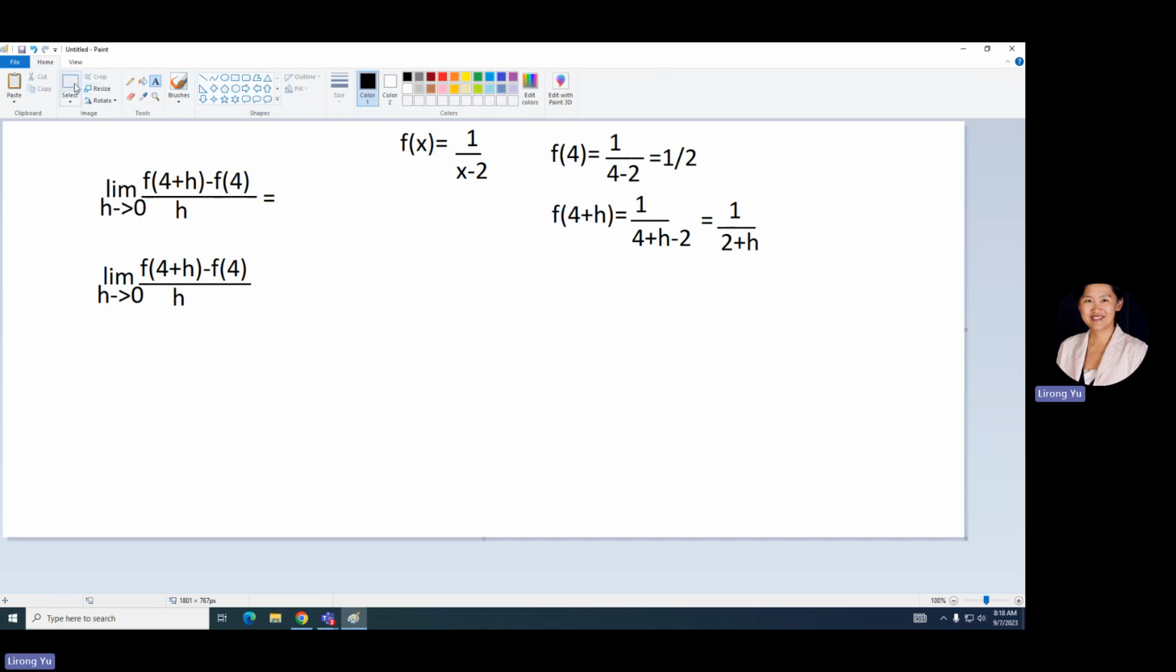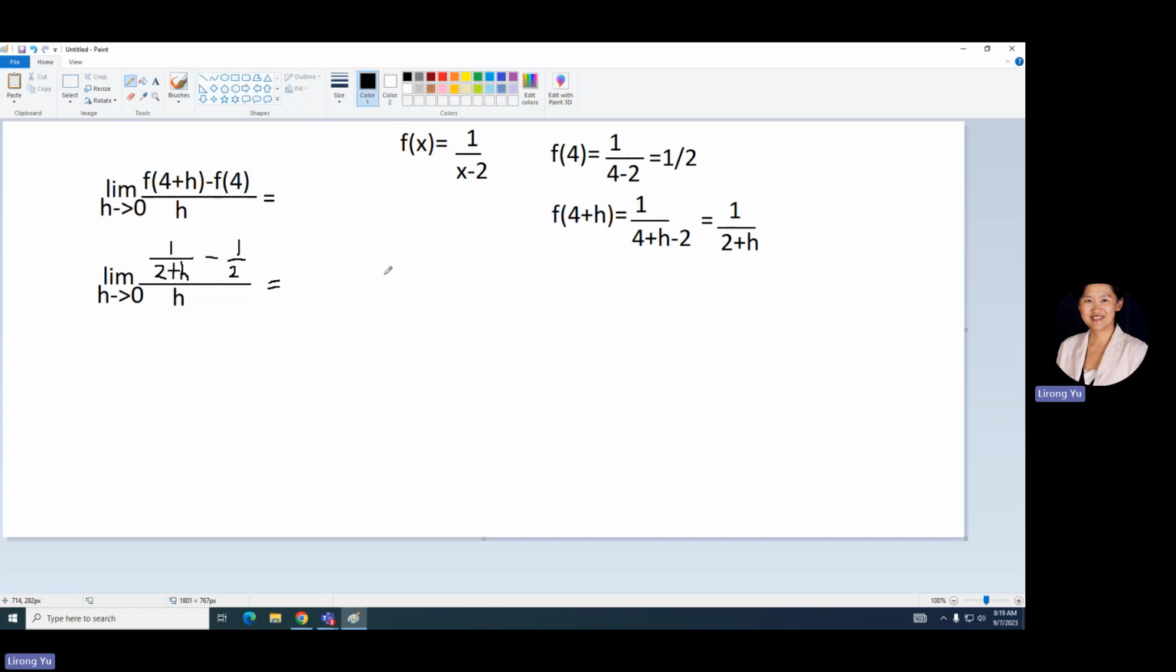So what we're going to do is we set up the numerator and have the 1 over 2 plus h minus 1 over 2. Okay, so when we apply the f definition, we're able to write these two, and then the limit calculation turns from a very abstract notation into a calculation that can be calculated.